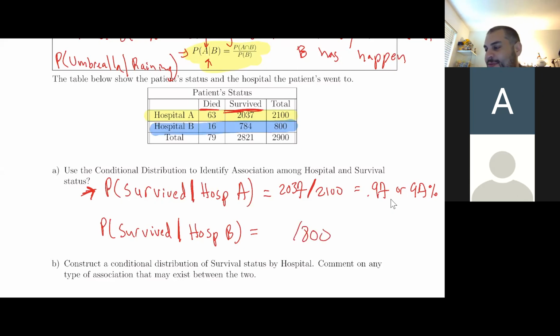Of those 800 that went to hospital B, how many of them survived? 784. So let's calculate that. We'll say 784 divided by 800, and you get 98%. And that's it for that second part. Any questions for that part?